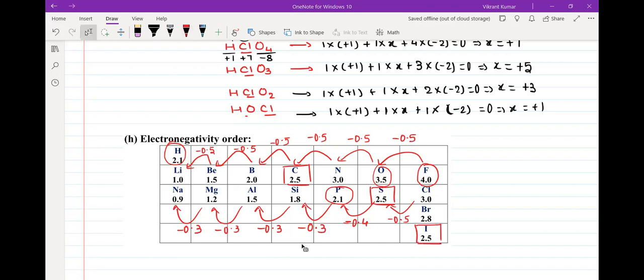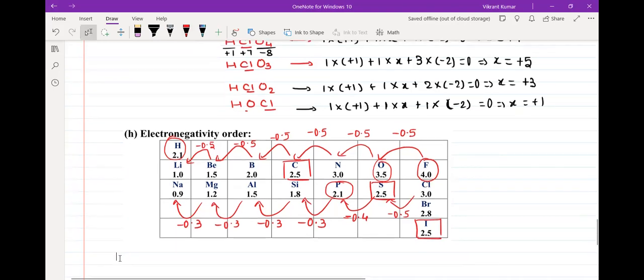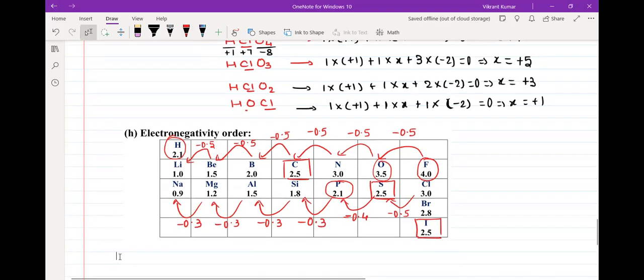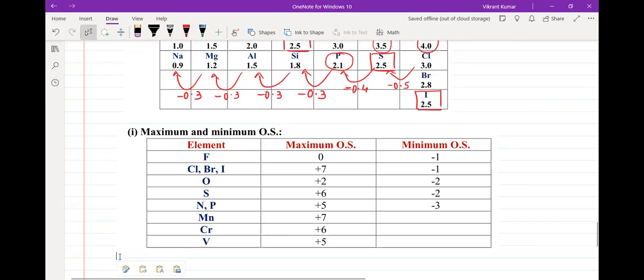Some elements have got some minimum and maximum oxidation state. Now कभी कभी धोखा हो. I'll give you a compound जिसमें पूछूंगा सल्फर का कितना होगा, and right now I'm telling you the maximum oxidation state of sulfur can be +6 only. I've written it here. मतलब it can never be more than +6.